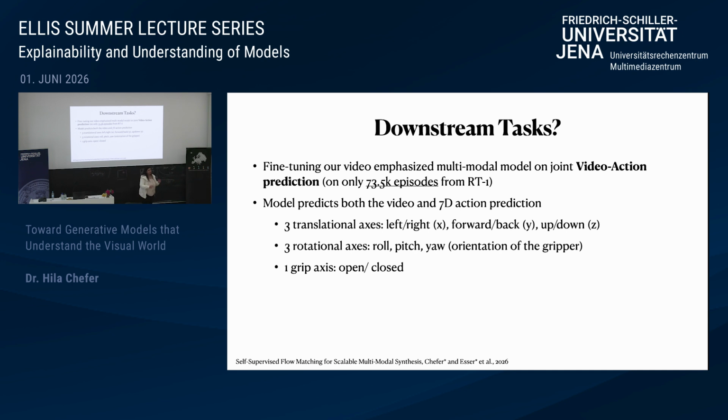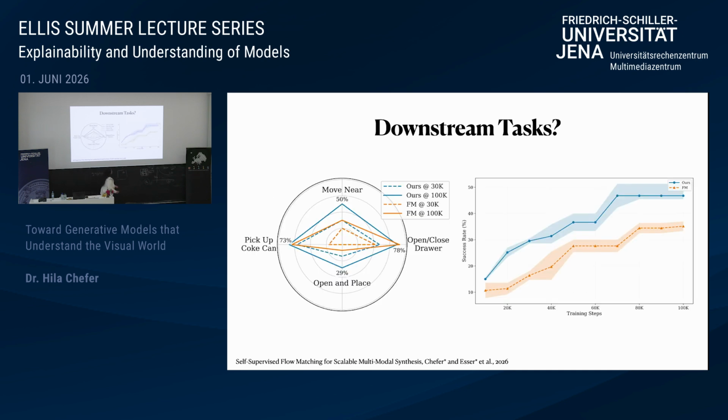So what we did is we took our multi-model model that we just saw, and we fine-tuned it on basically not just videos, but also projections of robotics actions. So in addition to predicting the video, you also predict a 7D action prediction vector. So 3 dimensions for the location, 3 dimensions for the rotation, and 1 dimension for whether the grip is closed or open. And we fine-tuned it on 73.5K episodes, okay, of different actions. This is just to see if just the generations are better, or is this a better downstream task learner for tasks like robotics? And you can see the comparison between a model starting from flow matching, the orange one, and the model starting from self-flow.